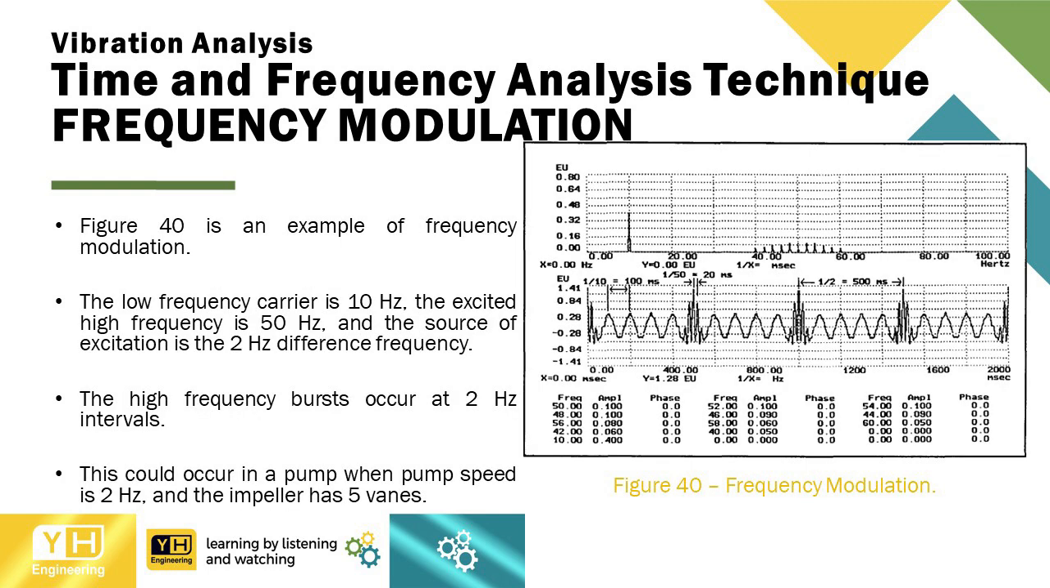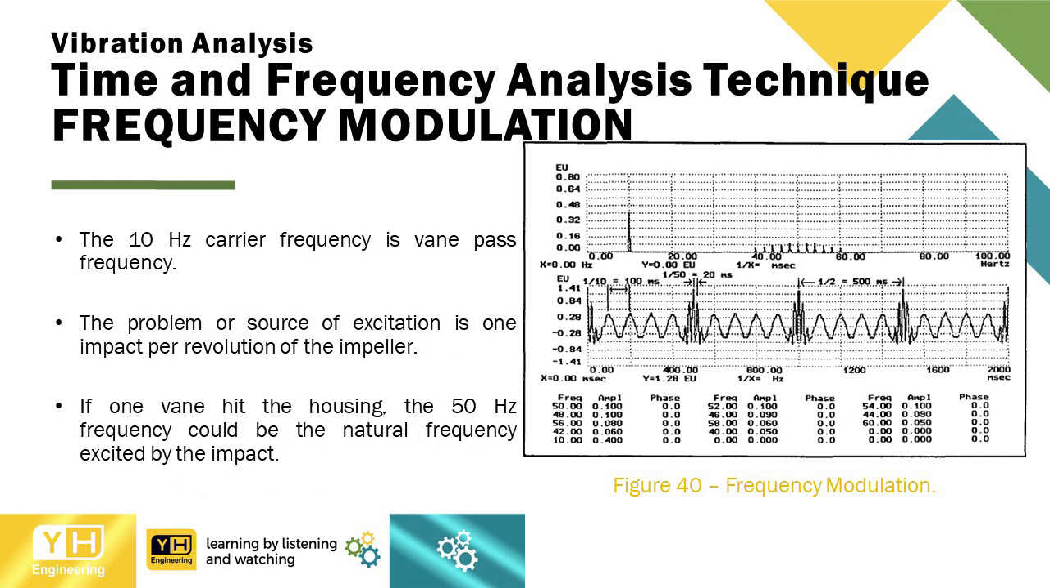Figure 40 is an example of frequency modulation. The low frequency carrier is 10 Hz, the excited high frequency is 50 Hz, and the source of excitation is the 2 Hz difference frequency. The high-frequency bursts occur at 2 Hz intervals. This could occur in a pump when pump speed is 2 Hz, and the impeller has 5 vanes. The 10 Hz carrier frequency is vane pass frequency. The problem or source of excitation is 1 impact per revolution of the impeller. If one vane hit the housing, the 50 Hz frequency could be the natural frequency excited by the impact.